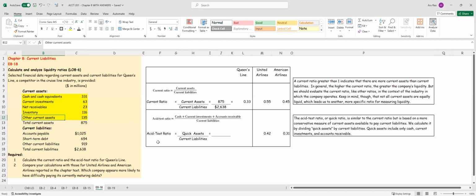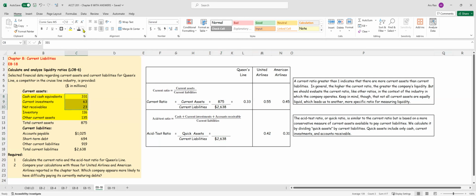So a better ratio is called the asset test ratio, or it's also called the quick ratio. In the numerator, I have what's called quick assets. Quick assets include only cash, current investments, and net accounts receivable, not gross, net accounts receivable. In the denominator, we still have those current liabilities. So that number has not changed. That's at 2638.